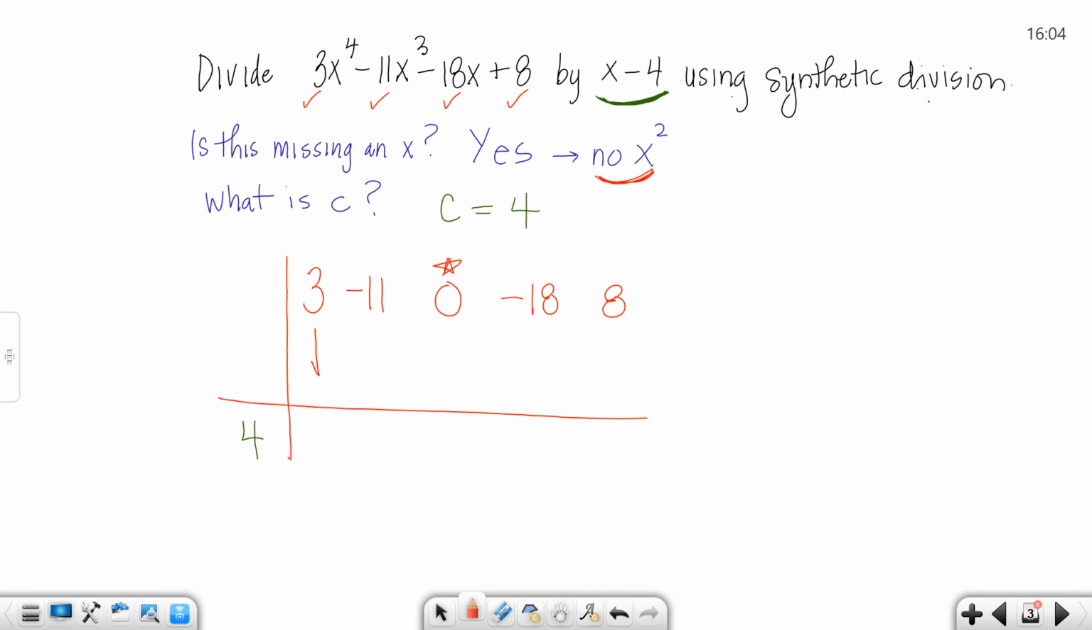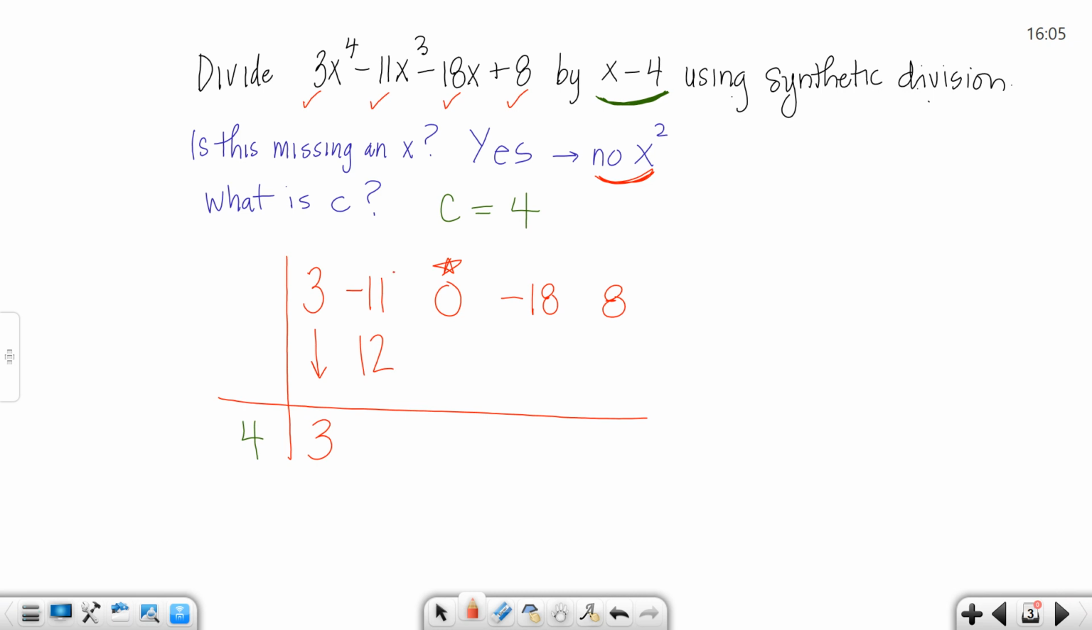Here's how it works. You bring down your first one. So I bring the 3 down. If it's on the bottom, you multiply. So you're going to multiply and then add, multiply and then add all the way across. Here's what I mean. If it's on the bottom, you multiply. 4 times 3 is 12. So that's where your 12 goes.